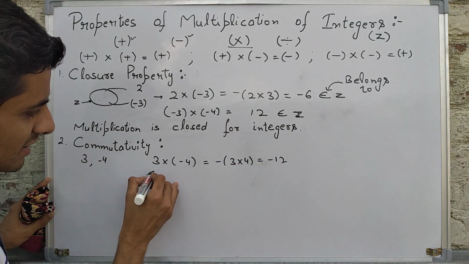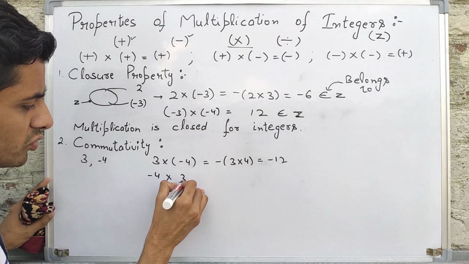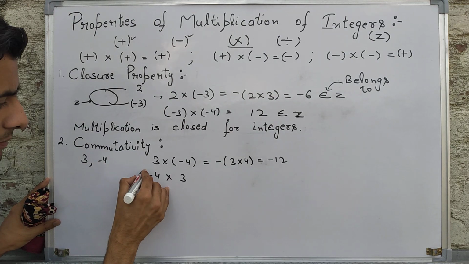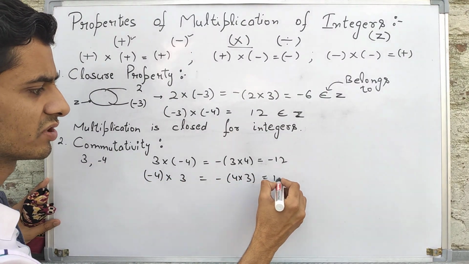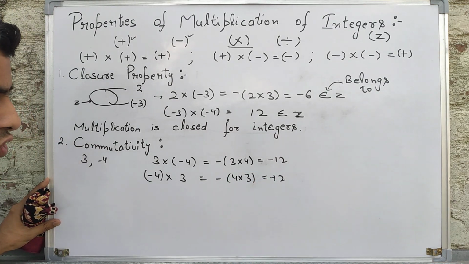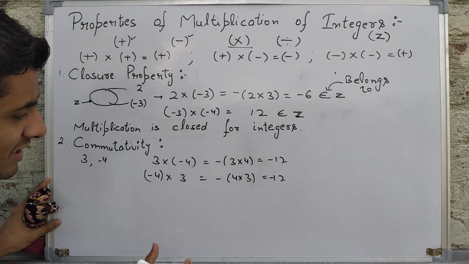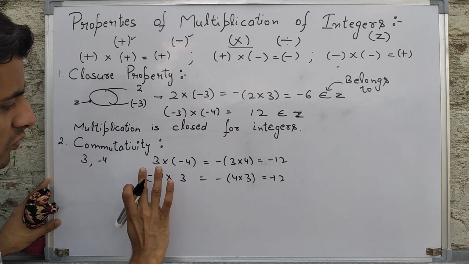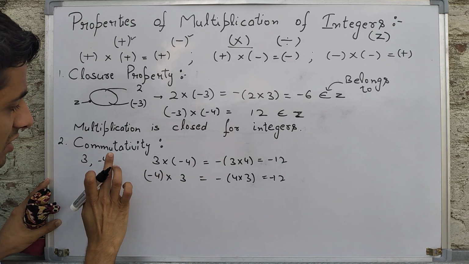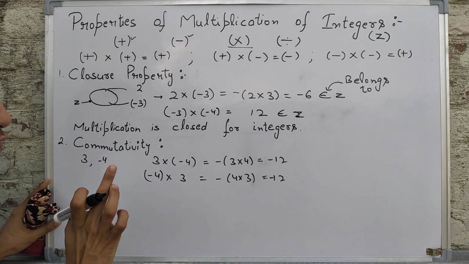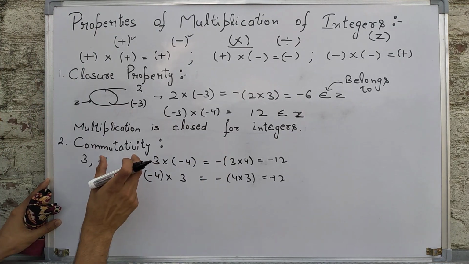Now let us try to multiply in another order. So -4 into 3. Now I am multiplying -4 and 3. The result is again 4 into 3, 12, and negative sign. So what do you observe? That you can multiply two integers in any order. We can change their position. We can switch their positions. So this property is called commutativity. So multiplication follows commutativity for integers.